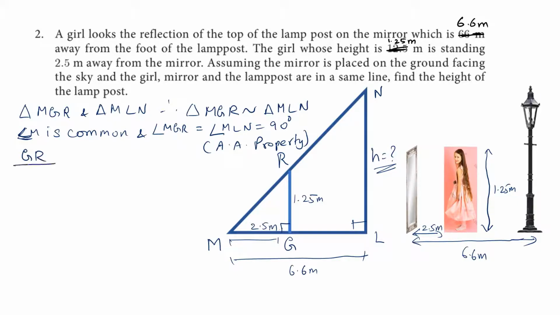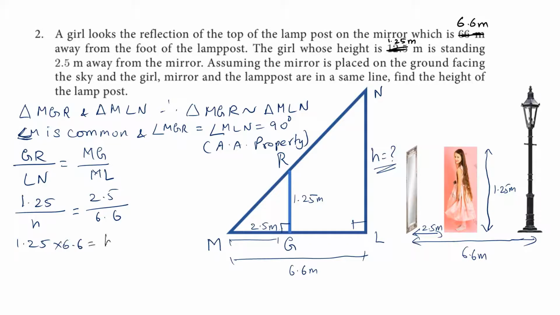So let's say GR by LN is equal to MG by ML. Our GR is 1.25 over H is equal to MG is 2.5 over 6.6. So further simplifying this, we can say 1.25 into 6.6 is equal to H into 2.5. Our H will be equal to 1.25 into 6.6 divided by 2.5. So further simplifying, we can get the result as 3.3 meters.